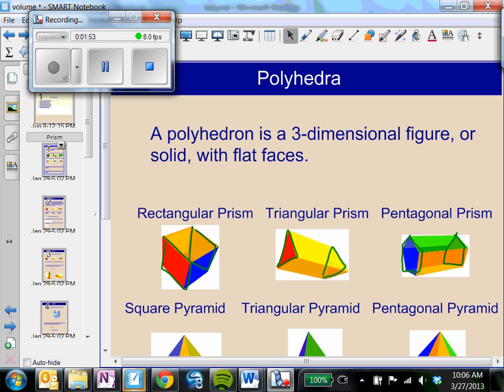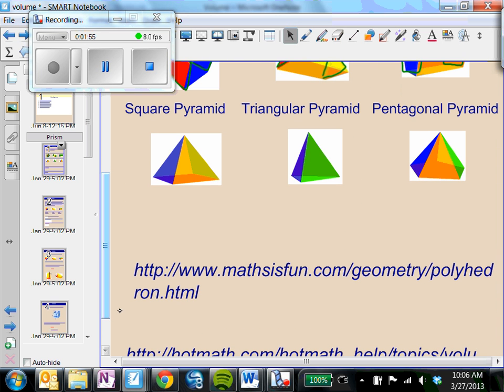We also have figures with only one base, and these are called pyramids. We'll talk about the volume of pyramids later, but let's just talk about what they are. Pyramids, much like triangles, have a vertex and a side opposite the vertex that is perpendicular to it, which is the base. So the base of a pyramid is opposite the vertex, and it's also perpendicular to that vertex. Okay?